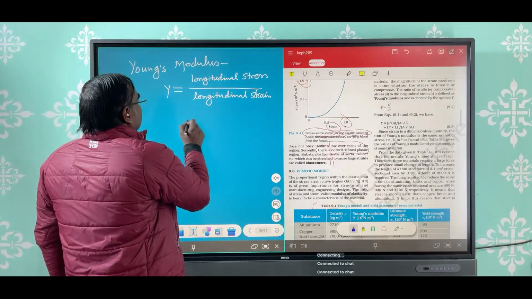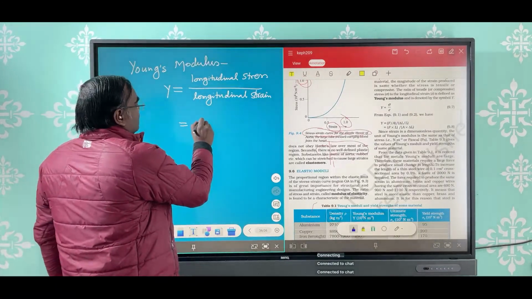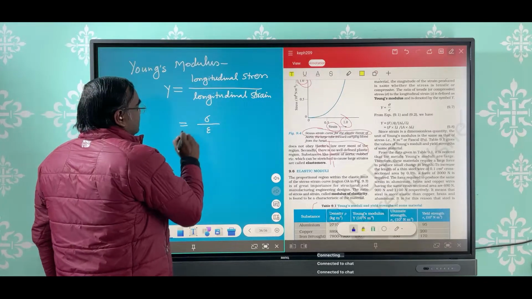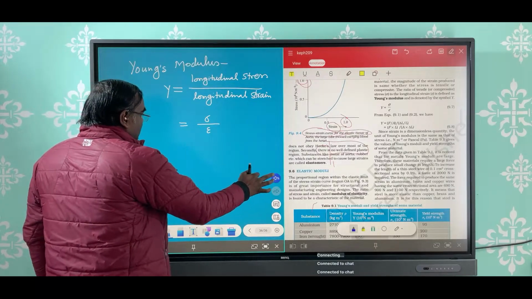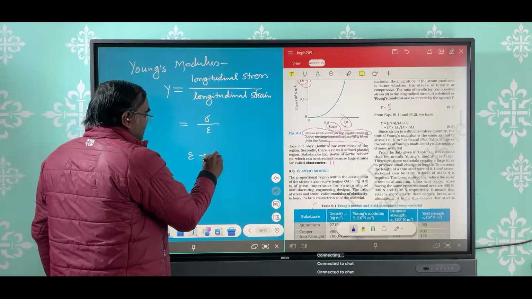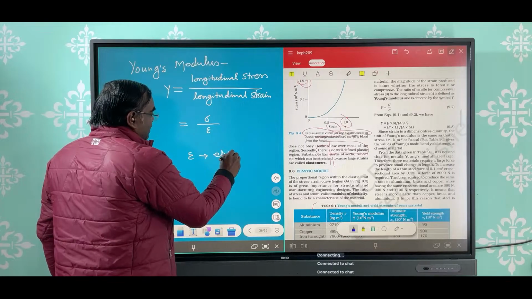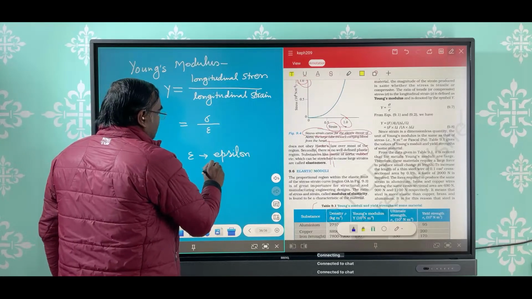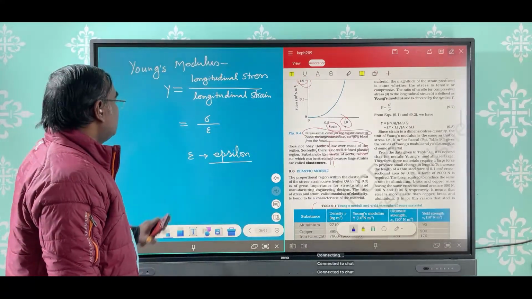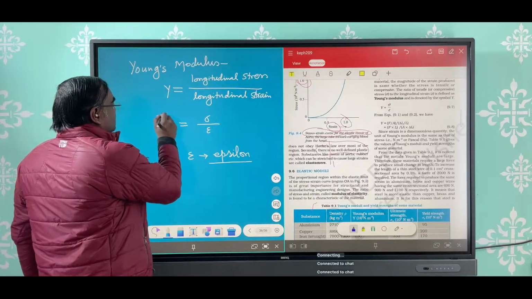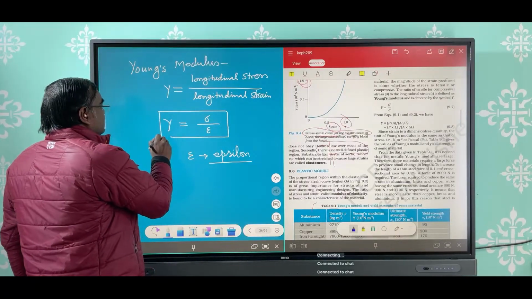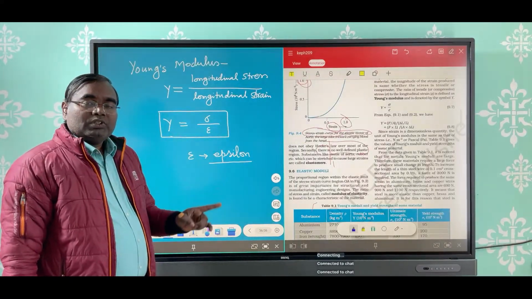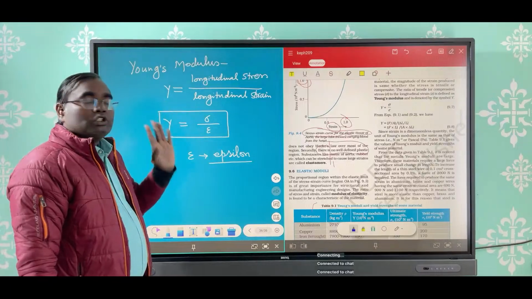So stress is sigma, and longitudinal strain is epsilon. This is not E, this is epsilon. We write this as epsilon, the Greek letter. So Young's modulus is defined as the ratio of the longitudinal stress to the longitudinal strain.